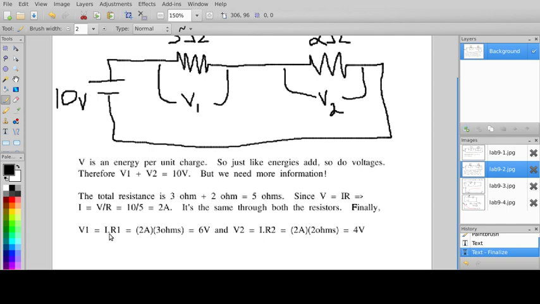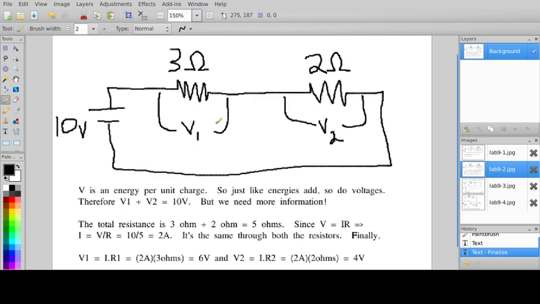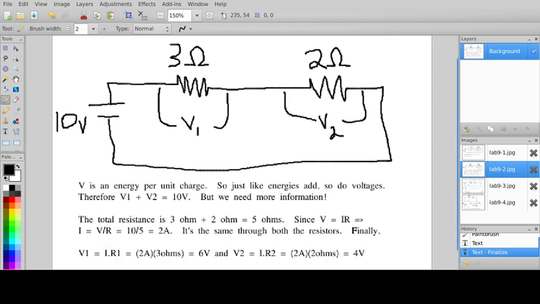That's a little dot there to indicate multiplication. Otherwise, it would have looked funny. And R1. And so you have 2 amps flowing through there, and 3 ohms, and that gives you 6 volts. So the voltage drop across the 3 ohm resistor has to be 6 volts.